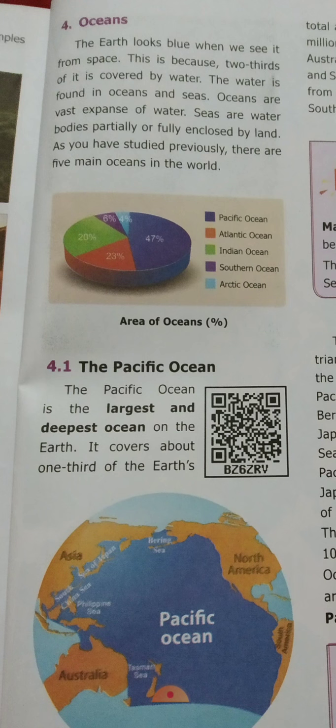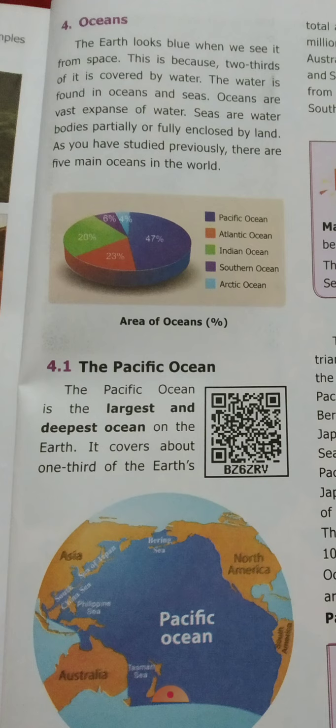This is because two-thirds of it is covered by water. The water is found in oceans and seas. Oceans are vast expanses of water. Seas are water bodies partially or fully enclosed by land. As you have studied previously, there are five main oceans in the world.